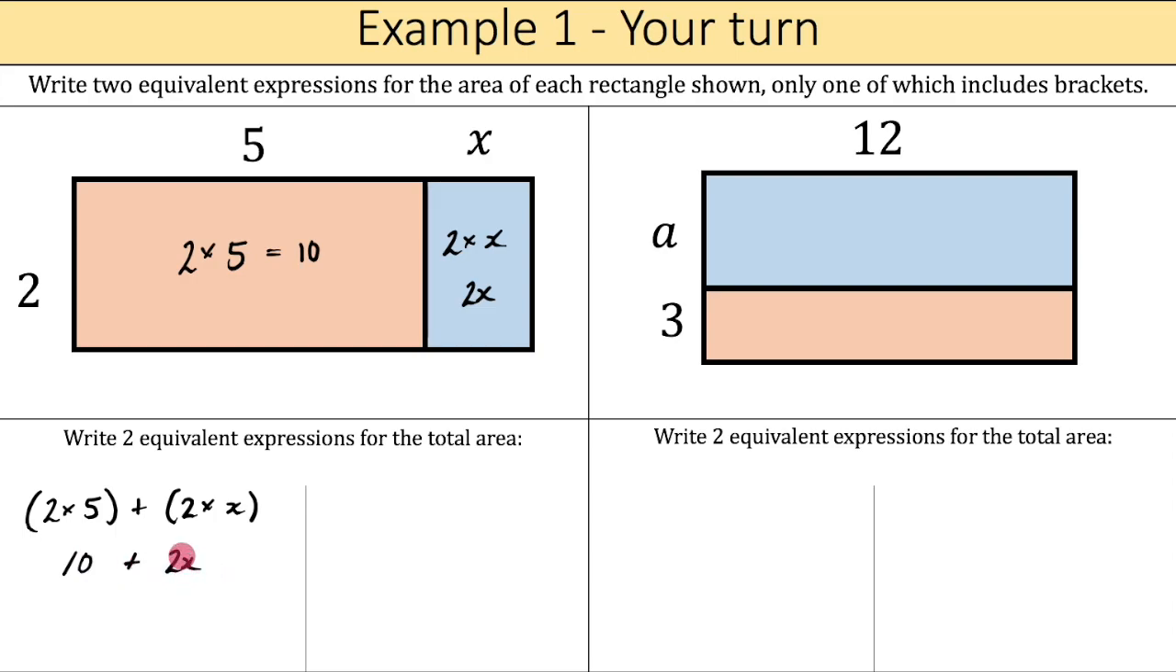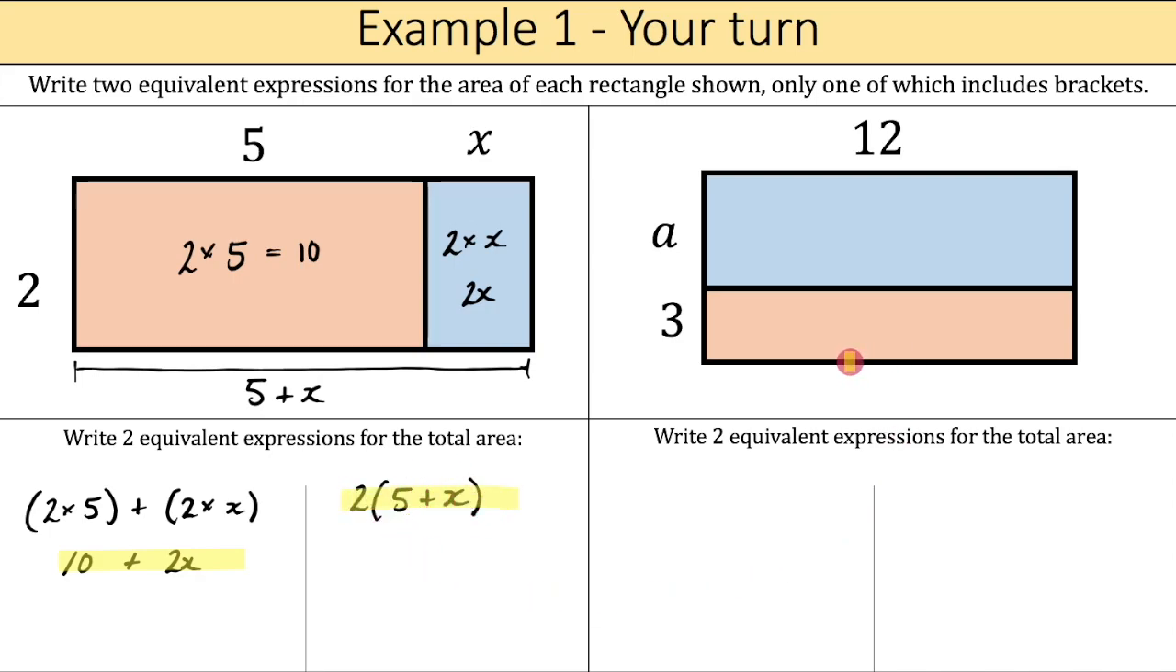The other way I could do it is by finding the total length of the rectangle, so from there to there, which is obviously going to be the length of the orange part plus together with the length of the blue part. So 5 plus x. Now I can simply do length times width of the entire rectangle. So that's going to be 2 times 5 plus x. So there you go. There are your two equivalent expressions, only one of which has brackets.